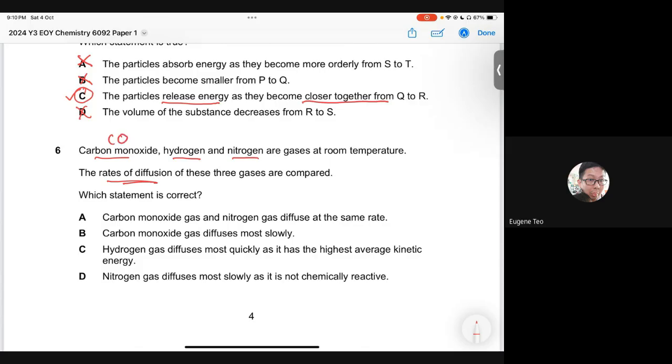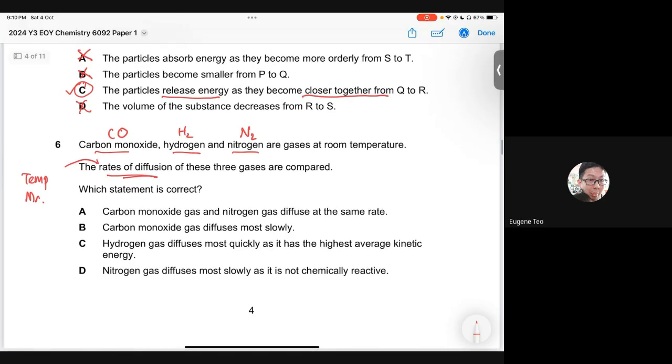Now, for this one, it'd be better if I write down the chemical formula, because most probably if I look at rate of diffusion, there could be two things they might compare. One is temperature, the other one is comparing Mr. Okay, so now I look at all the statements they ask, I think I need to calculate Mr already. So CO will be 12 plus 16, that will be 28. Hydrogen is just 2, nitrogen is just 28.